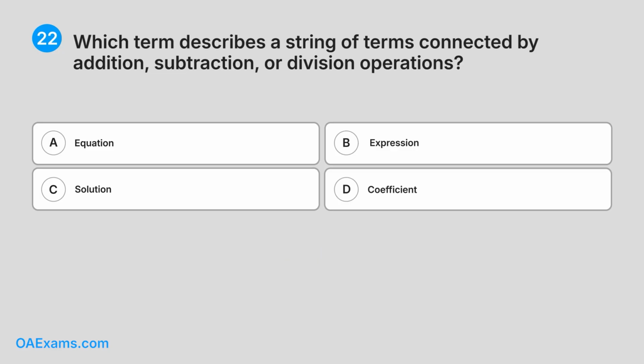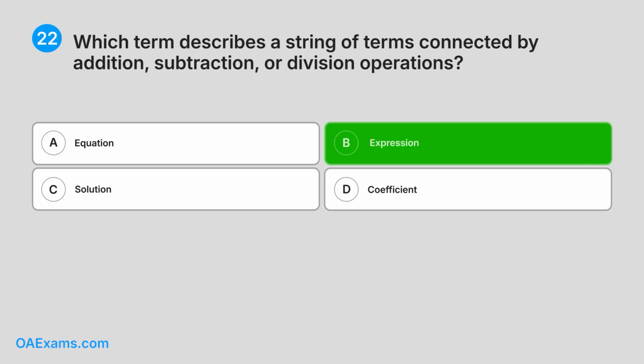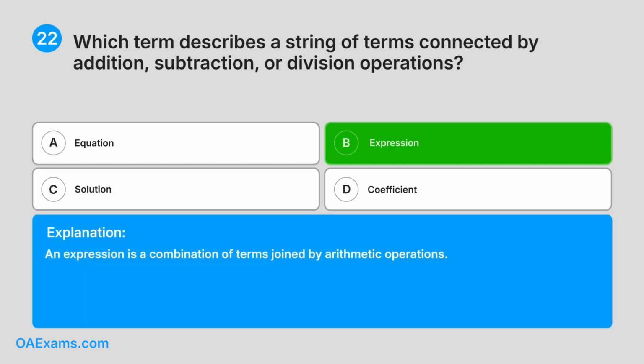Correct answer. B. Expression. Explanation. An expression is a combination of terms joined by arithmetic operations.